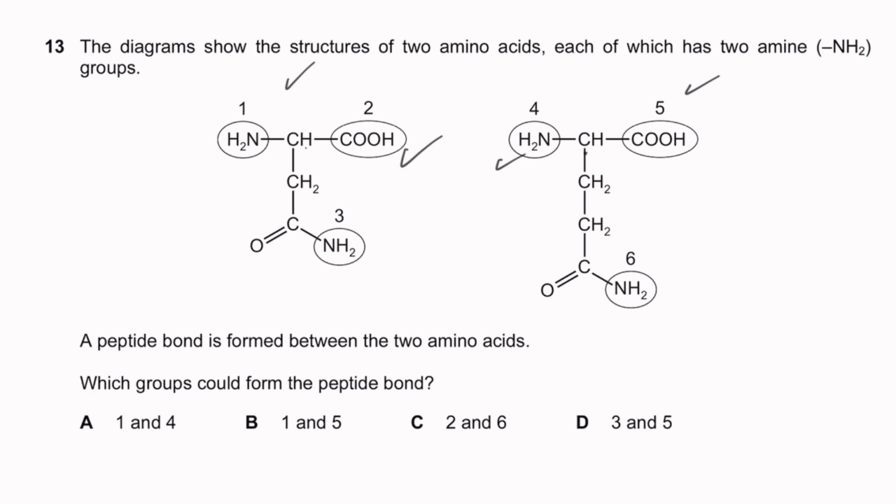So let's see the options. We have 1 and 4. 1 and 4, no, obviously not. 1 and 5, no. No, actually, that's right, 1 and 5. So B is the answer. 2 and 6, no, 6 you could see is actually part of the R group. It's not going to be part of an amine group, you could see here. So 2 and 6 is wrong. 3 and 5 is also wrong because this is also the R group.